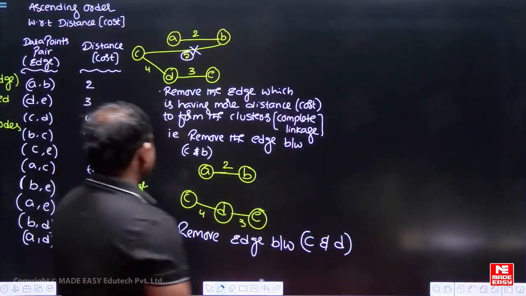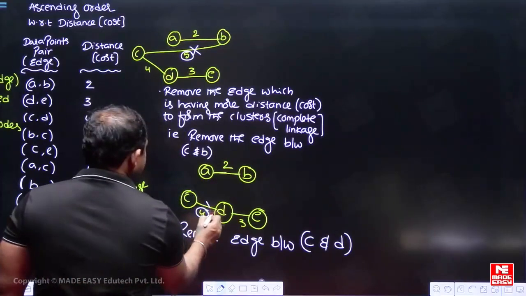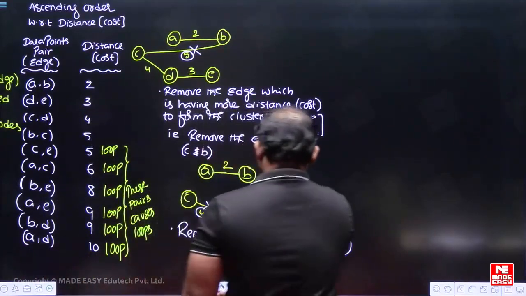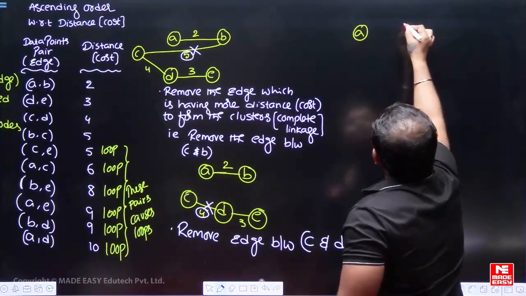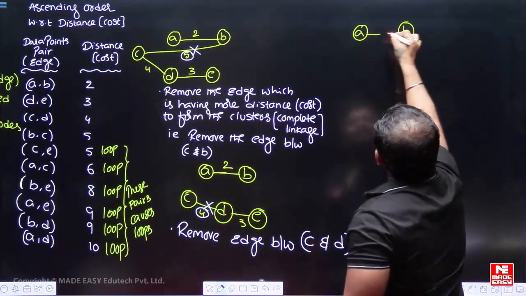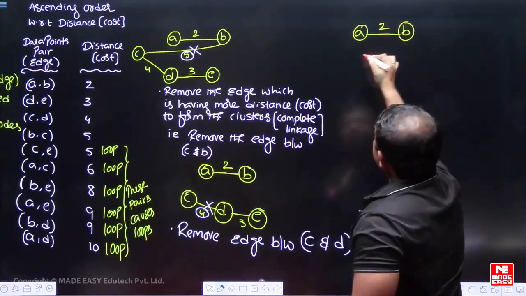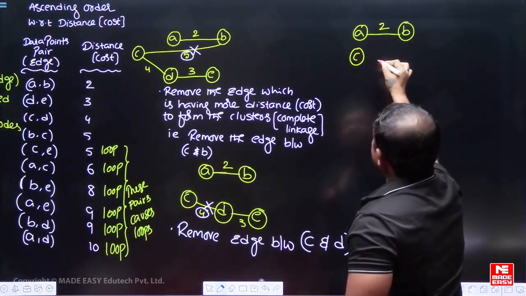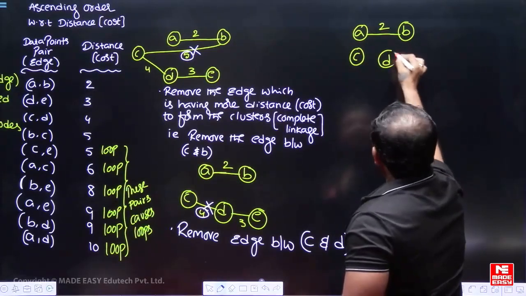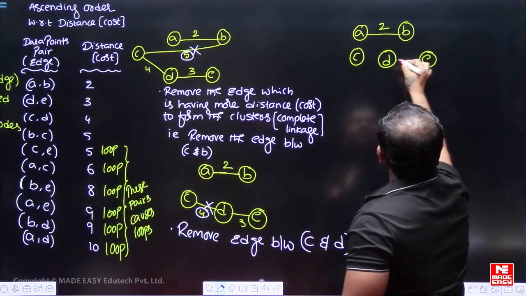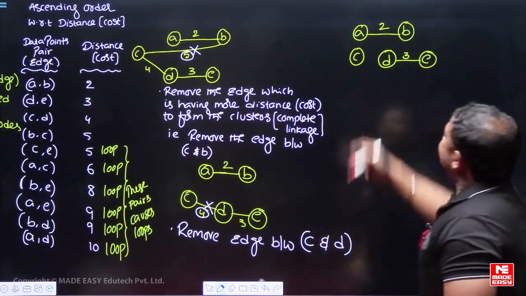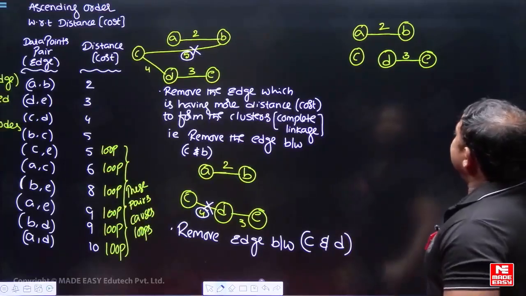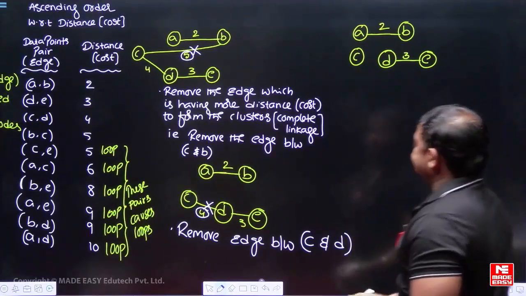C and D. Okay, this is 4. That's what is removed. Now what do we have? A, B. This edge weight is 2. Then C. Correct. Now D and E. This edge weight is 3. So now an independent cluster is present with the data point C.